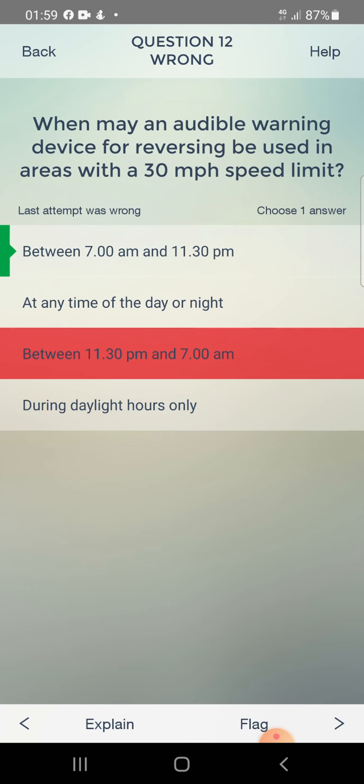Second. When may an audible warning device for reversing be used in areas with a 30 miles per hour speed limit? Between 7 and 11:30 p.m. Okay.